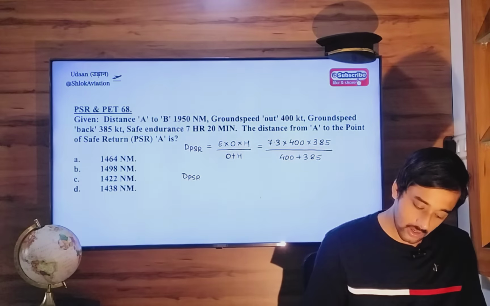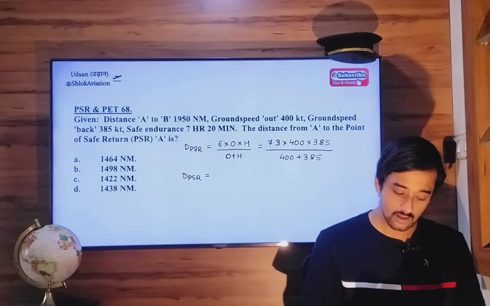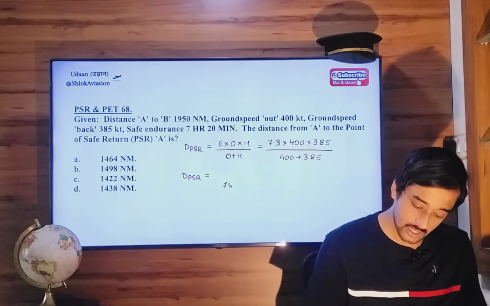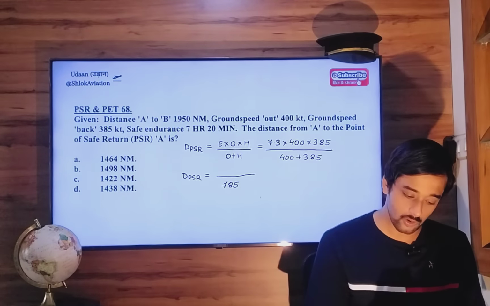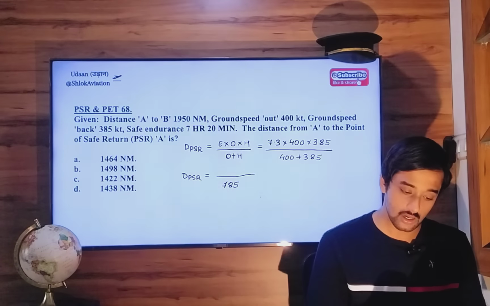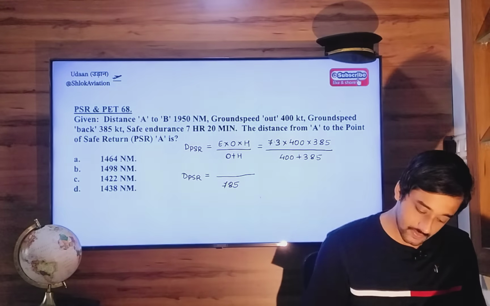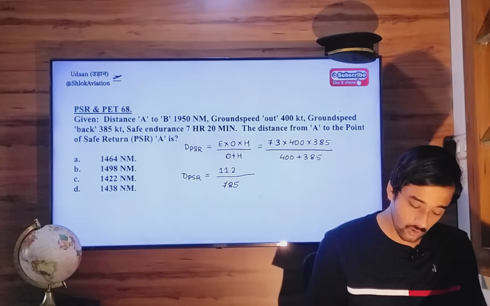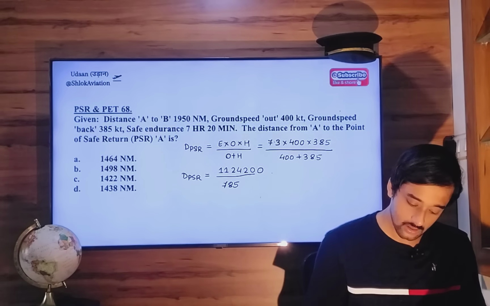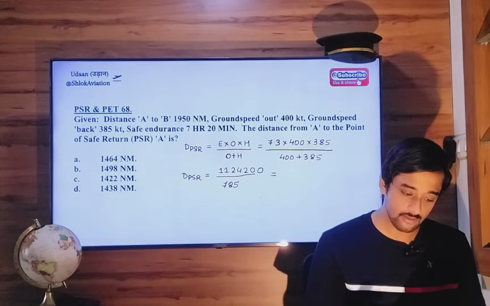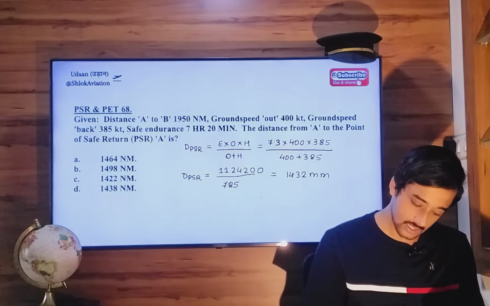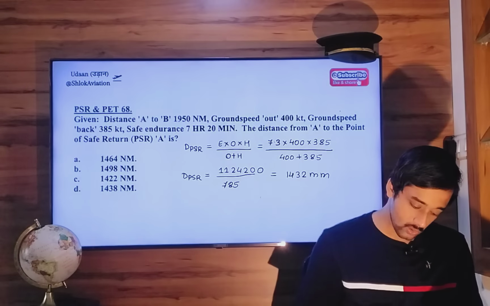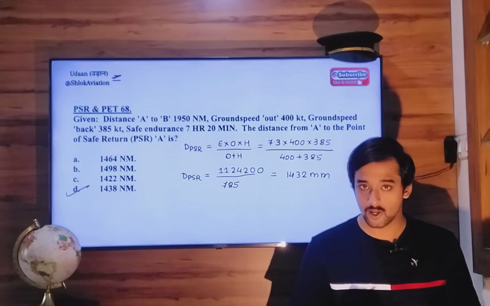So distance to point of safe return is 400 plus 385, 785 in the denominator. Numerator we have 7.3 into 400 into 385, 1124200 divided by 785 is 1432 nautical miles. So 1432. So that is 1438. Delta is the closest option.